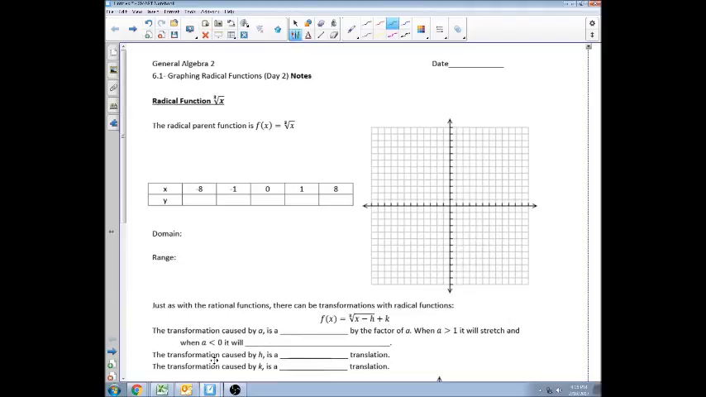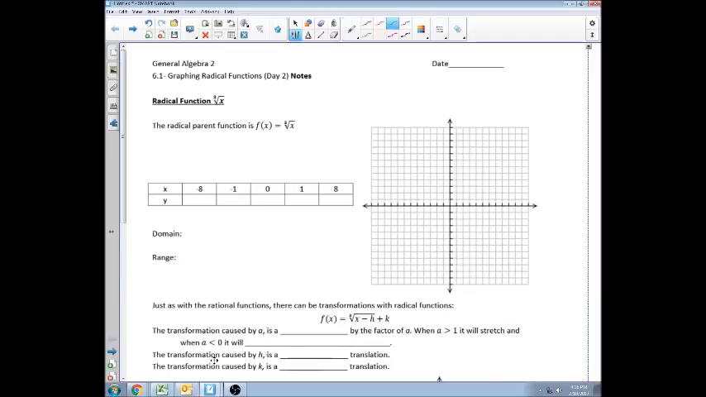This lesson is for my Algebra 2 class. It is 6.1, Graphing Radical Functions, Day 2. Today we are going to look at the radical function, the cube root of x. So the radical parent function is f of x equals the cube root of x.